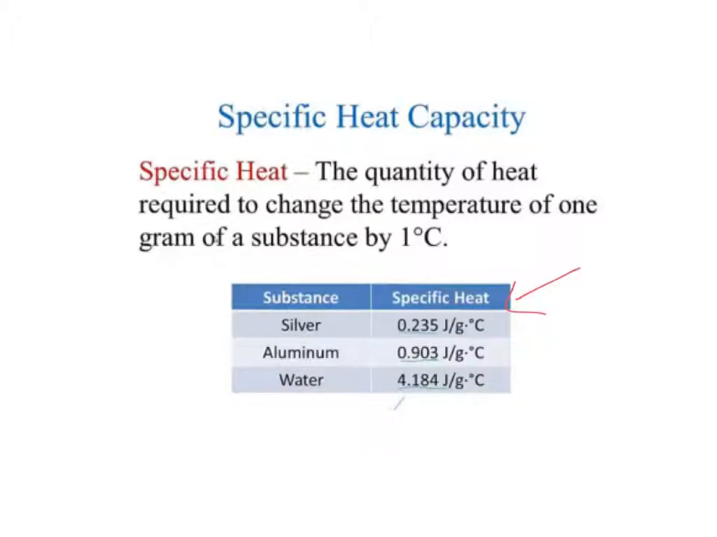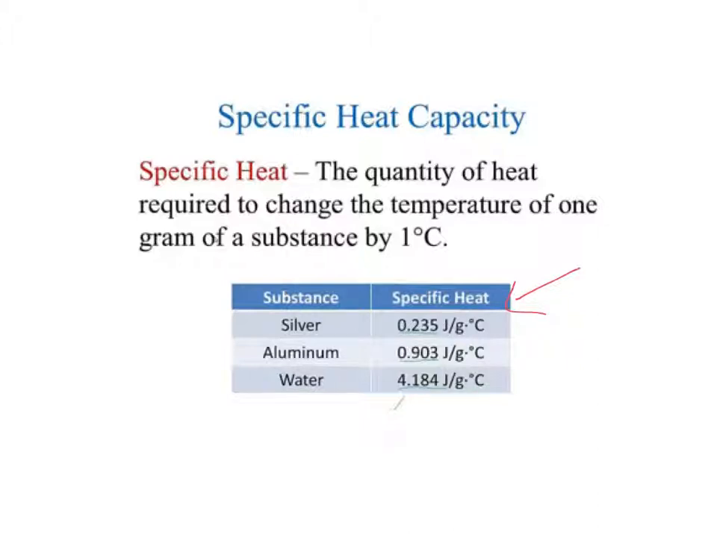What does that mean for the particles? It means that in order for me to make silver's particles move 1 degree faster, because remember, temperature is a speed, I've got to give the silver 0.235 joules of energy. And that's for every gram of silver that I have. So the more silver I have, the more energy I need to raise the temperature.